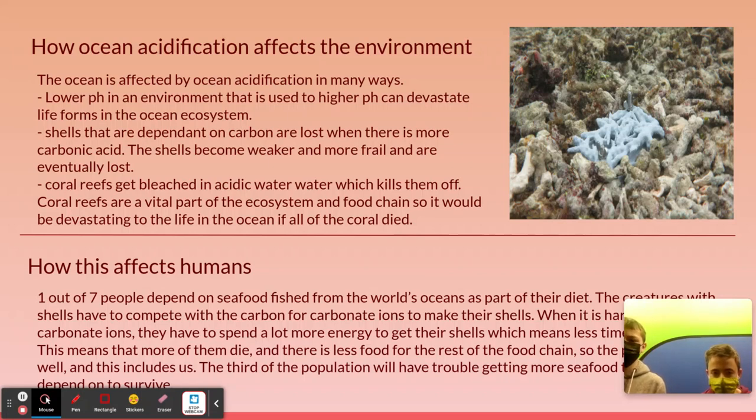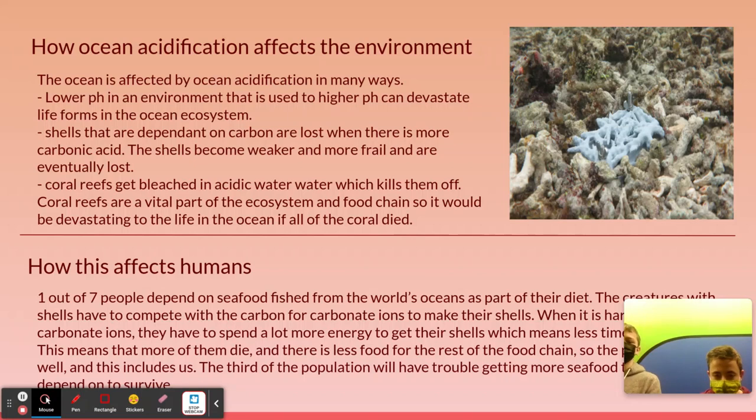Shells are dependent on carbon, and when they don't receive the proper amount, like the usual higher pH, they spend way too much time to find more of the things that they need, which the carbonic acid actually also takes. So it's taking away what the shells and animals need to produce. These shells are going to be weaker, and they're going to die off over time due to not having a protective shell.